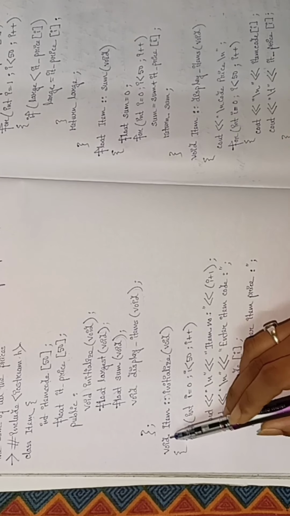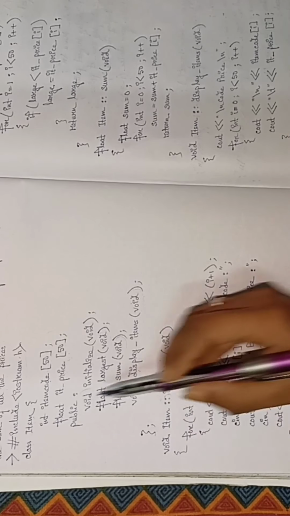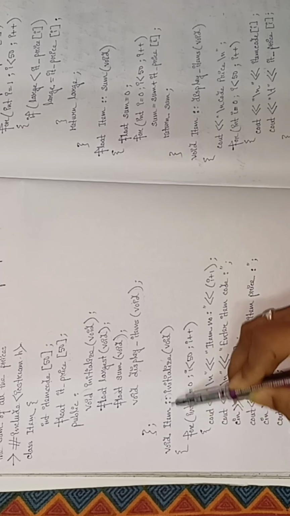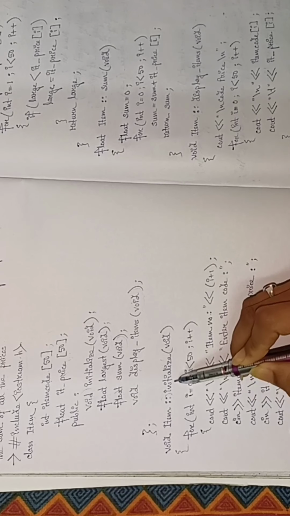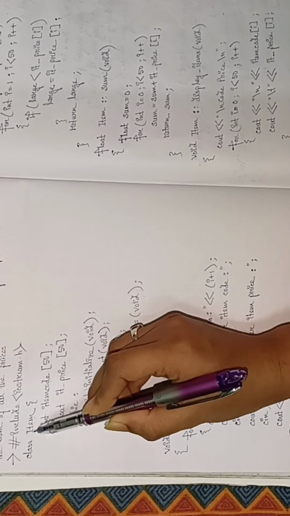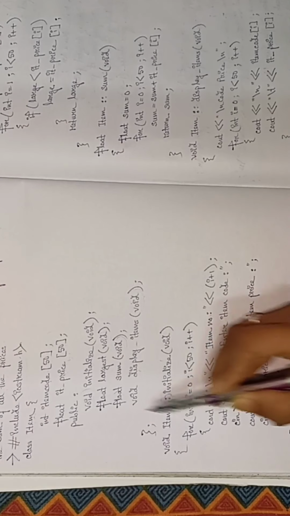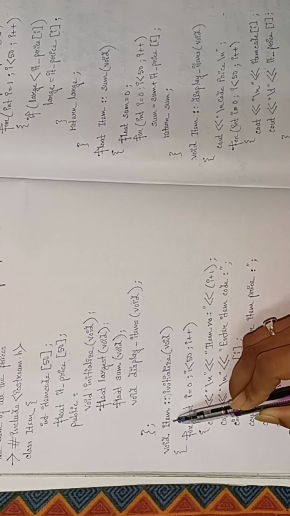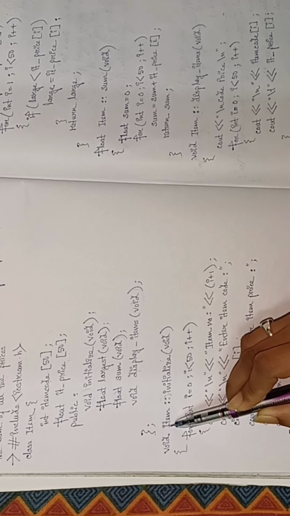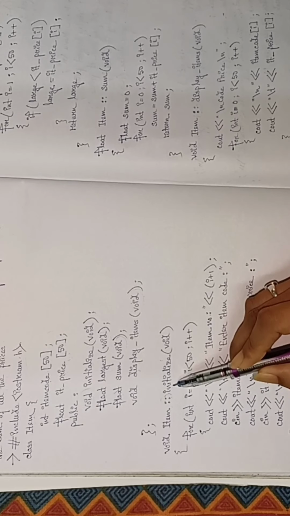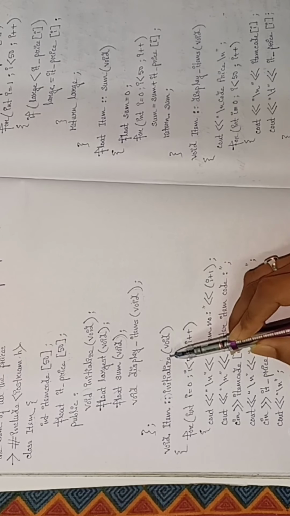Now first, what will be my return type? Void, first one. So void, then name of the class, then scope resolution operator, then function name. So void, then what is the name? Exactly you have to write the same. First I is capital, then all other are small. Here also you have to write the same. First one letter is capital, then all other are small. Then scope resolution operator, then we have suggested the function name.